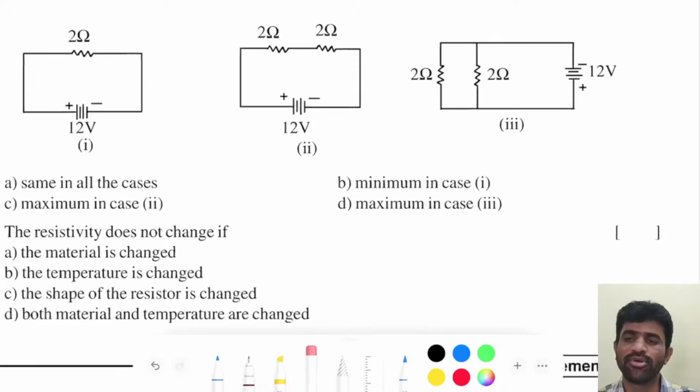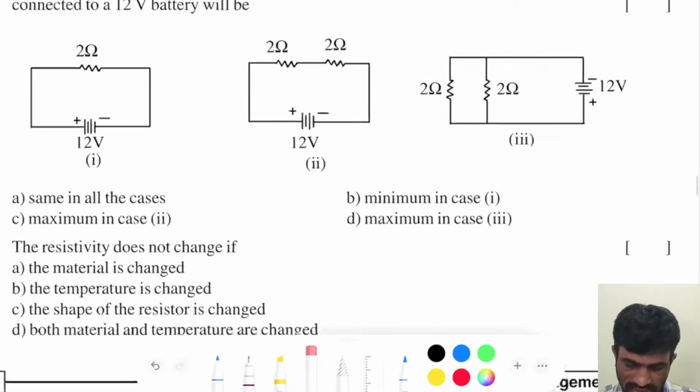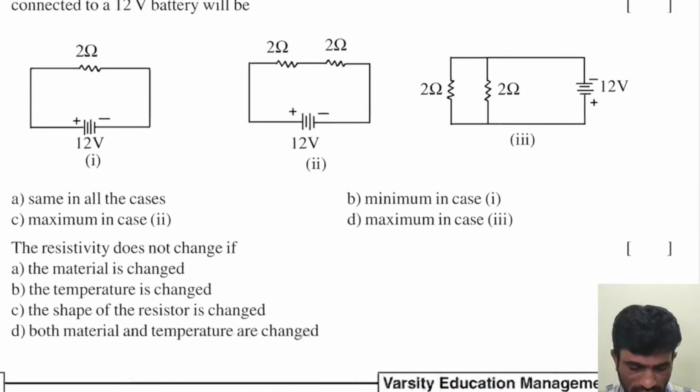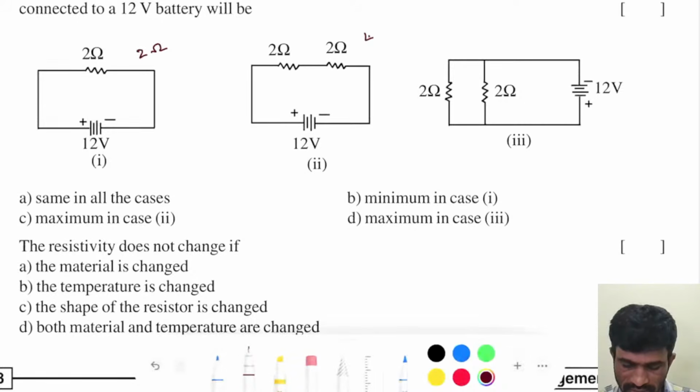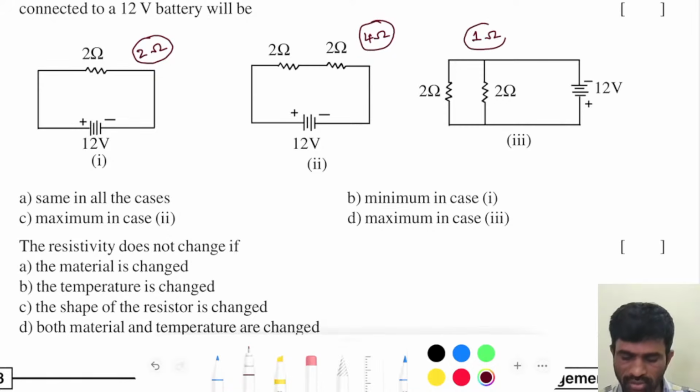Heat produced depends on the resistance of the conductor and the current in the conductor. If you want resistance, in the first case it is only 2 ohms. In the second case it is 4 ohms because they are in series. In the third case it is 1 by 2 plus 1 by 2, which is 1 ohm. In the first circuit it is 2 ohms, the second 4 ohms, the third 1 ohm.